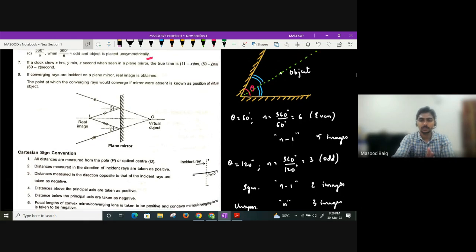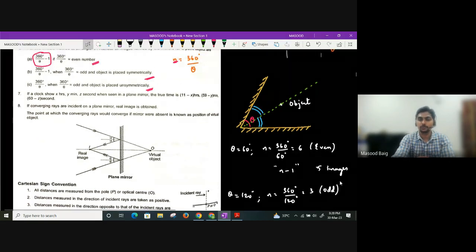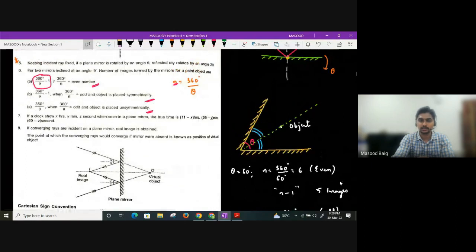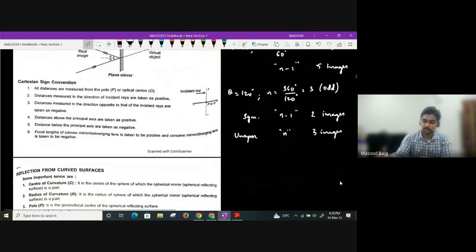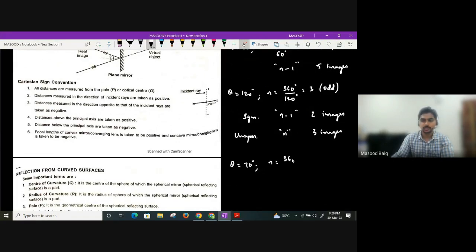So odd is done, even is done. What about a fraction, guys? Let us take theta value as 70 degrees. What will n value be? You will get 360 divided by 70, which is 36 by 7. Can you tell how much this value is? Near about 5 point something. 5.14 you will get.